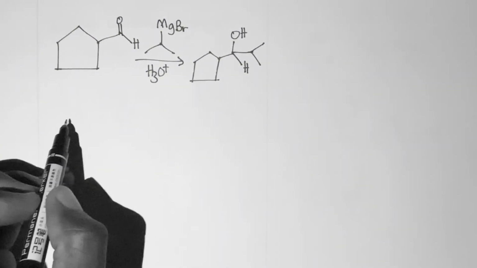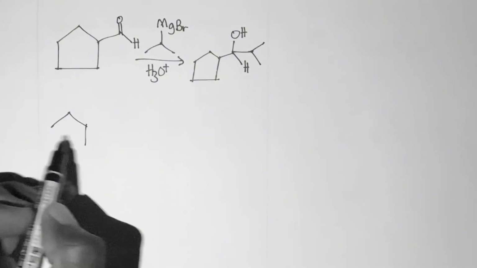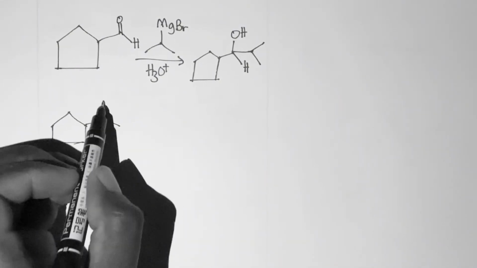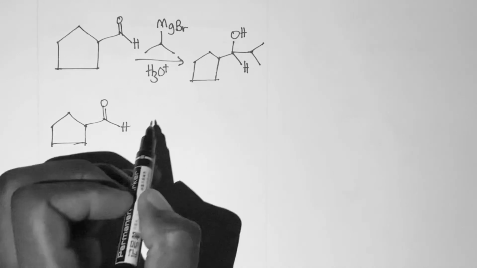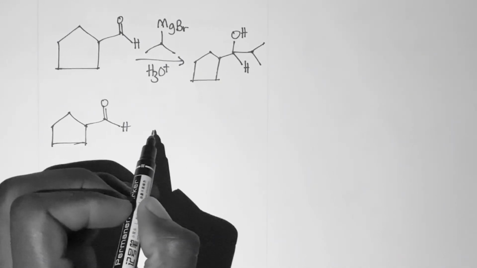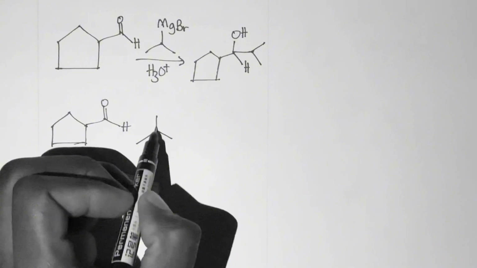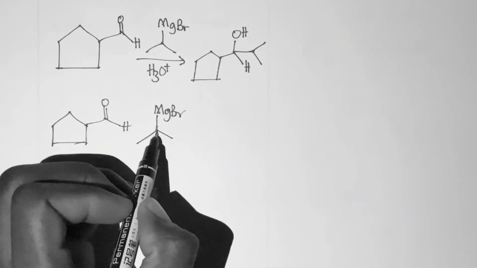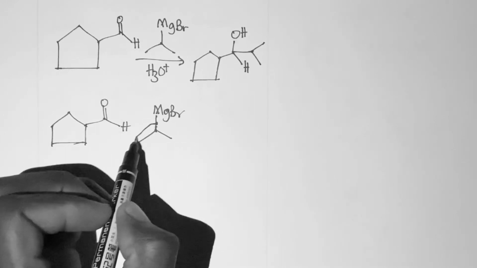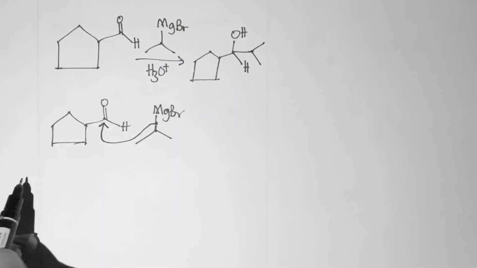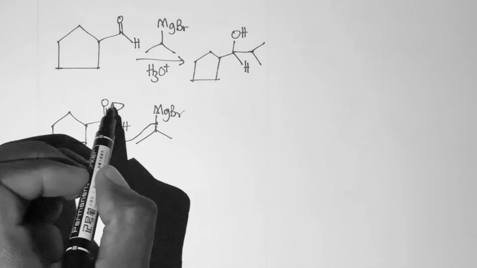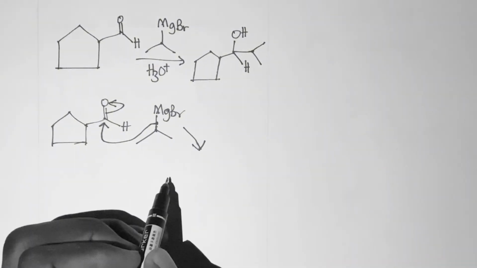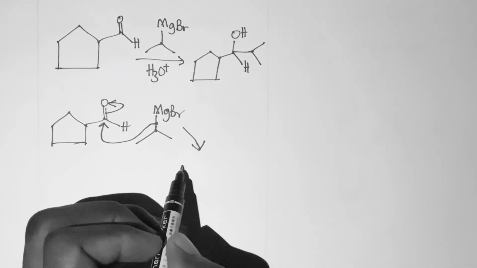So what will happen is that this is our cyclopentane carbaldehyde. Then this is our Grignard reagent. So this bond is going to break to attack this carbonyl center, causing these pi electrons to be moved to the oxygen. So in the next step, this is what we are going to form in solution.